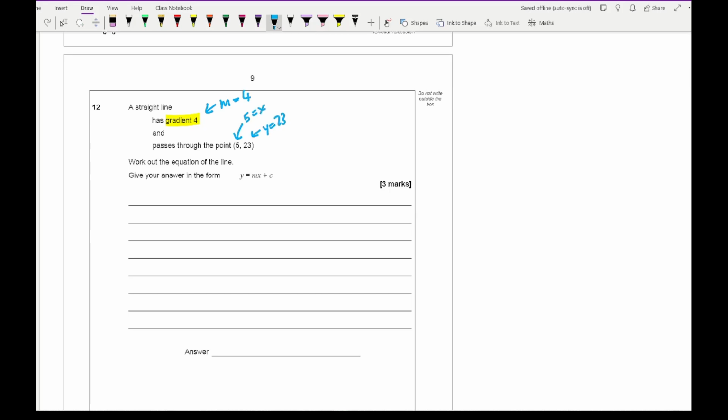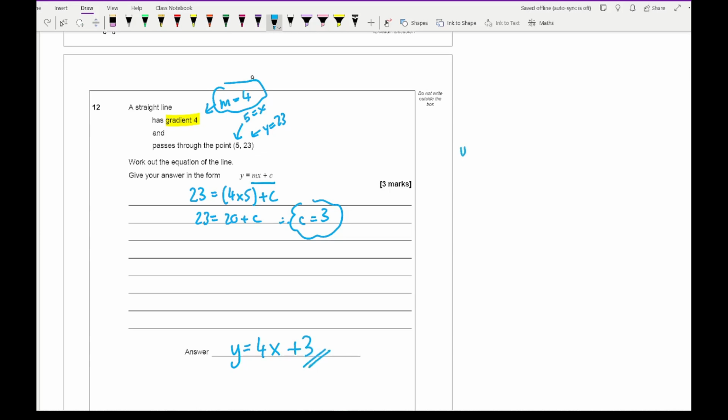So now if I just go straight into substituting this in, because I need to work out what c is, then what I've got is 23 equals 4 times 5 plus c. So then here I've got 23 equals 20 plus c, so therefore c equals 3. Now from these two bits of information, all I need to do is substitute into y equals mx plus c, so I get the formula of y equals 4x plus 3.